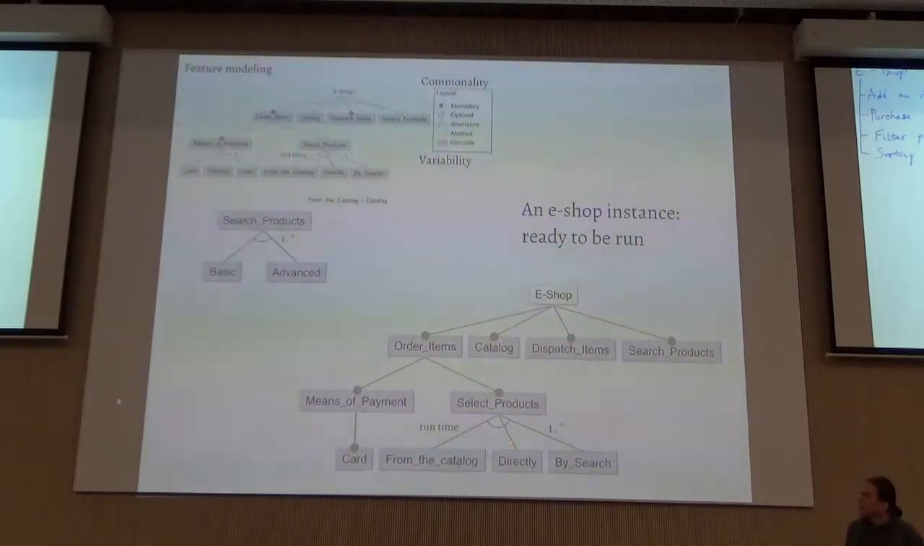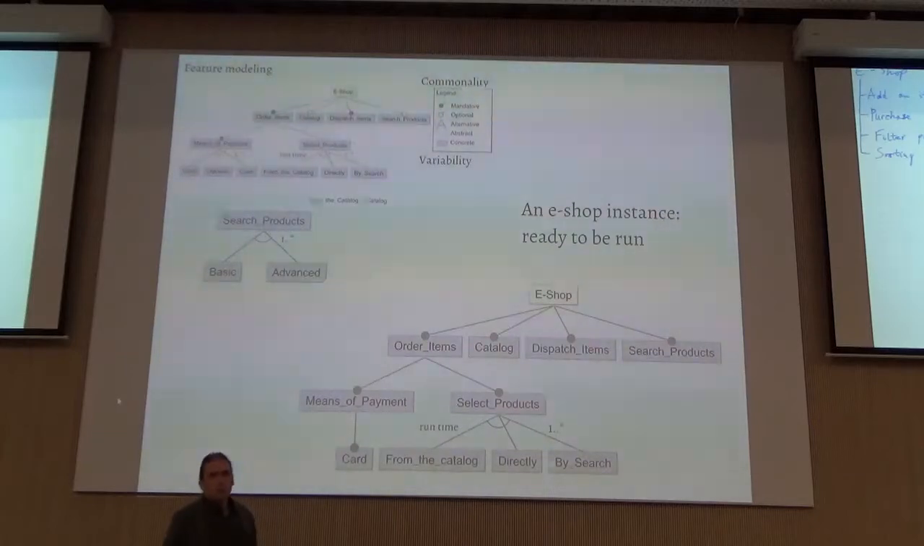I want to switch between these during runtime. Although I might at this point say that I don't want this from catalog, so I can give up this feature and have just directly and by search, I will keep them variable. They are not made into mandatory features, because this tree represents my running system, my eShop instance, and there I would like to enable a user to switch between these features.